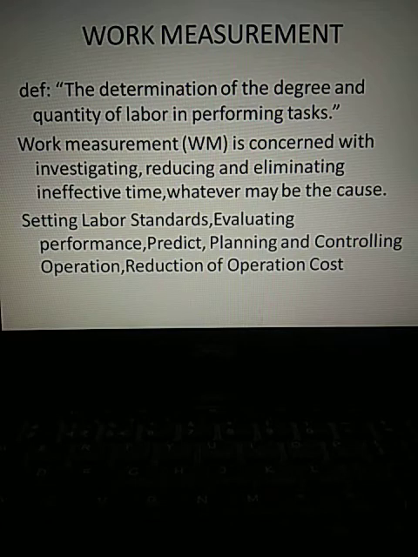What does that last point say? The purpose: setting labor standards, evaluating performance, predicting, planning and controlling operation, reduction of operation costs. So overall, the main intention of work measurement is to reduce the time, to reduce the overall cost. Everything is going to connect again with that final cost.